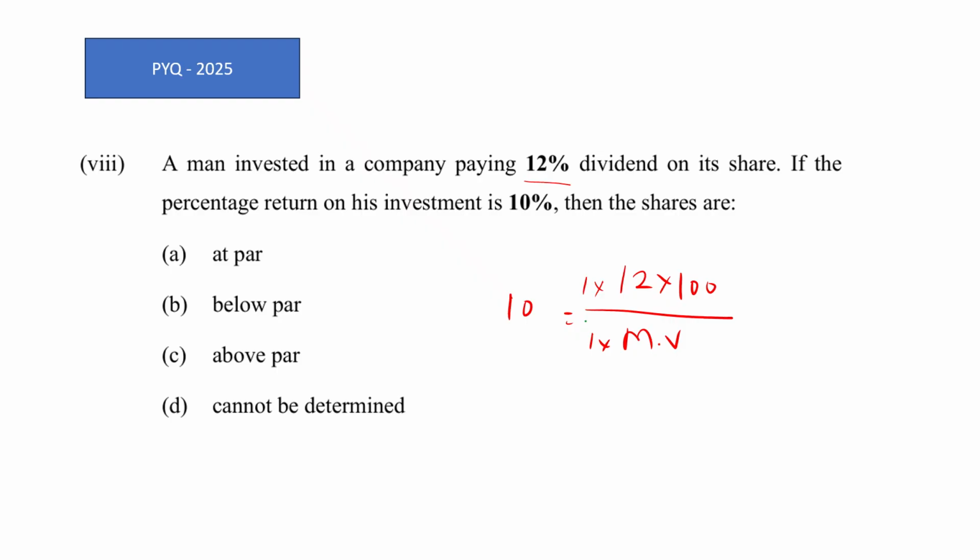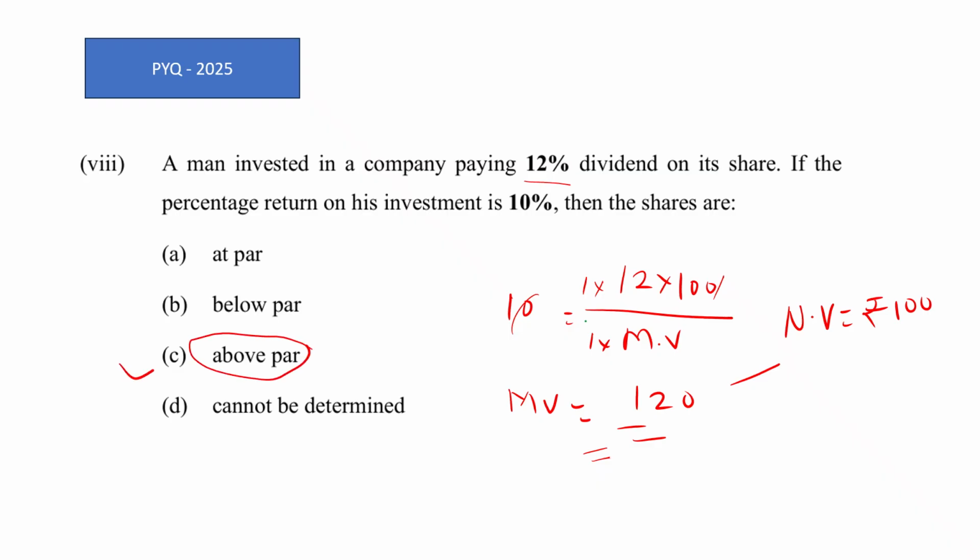Return percentage is income upon investment. So now what market value am I getting? It is 120 rupees. And what NAV value have I considered? Rupees 100. So now if my market value is more, what will I say? My share will be above par value. So what option should you choose? Above par.